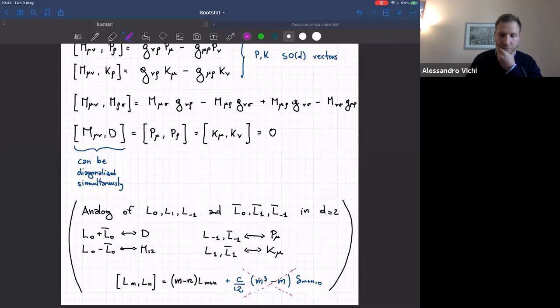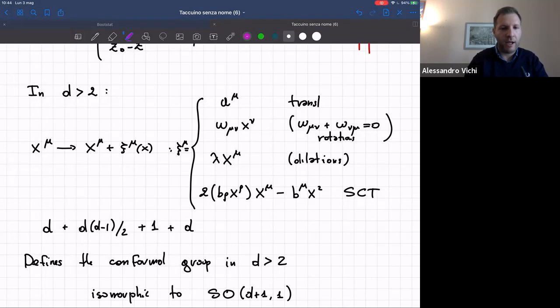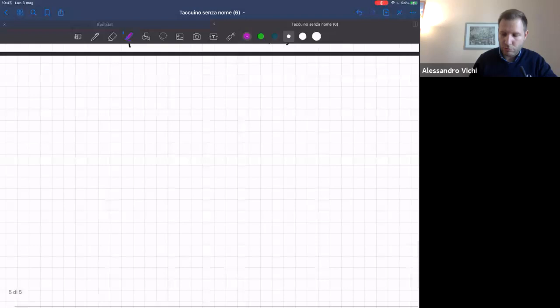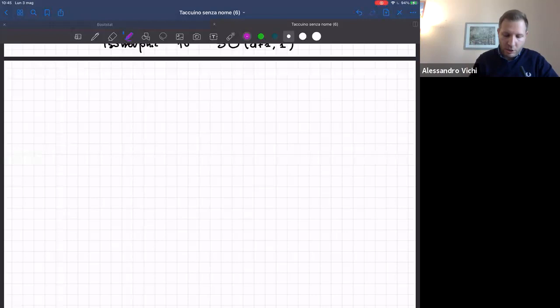Now let me go back to the notes. Now that we have defined the algebra, we can start constructing the representations of this algebra and start having a look at how they look like. So I'll try to be quick because I'm already running late.